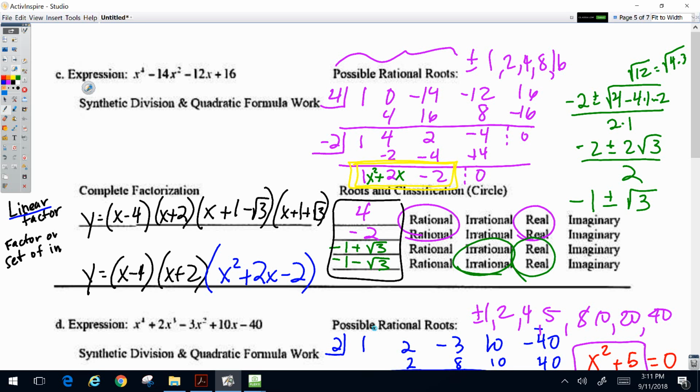Versus the other one is going to have some other powers in it. All right. Is that good for that problem? Okay. So let's take a look at the next one.